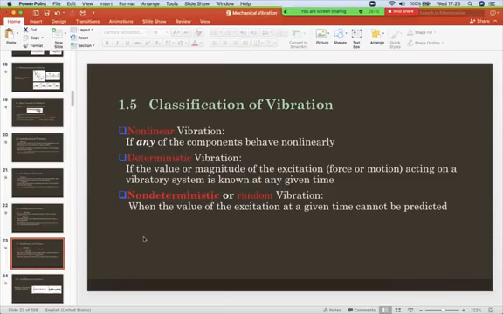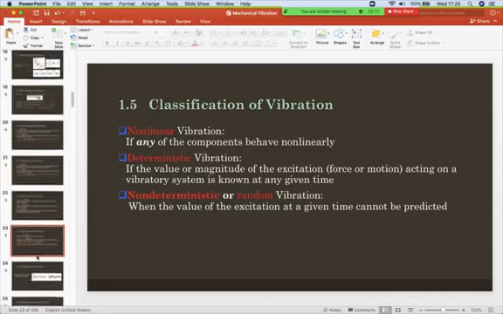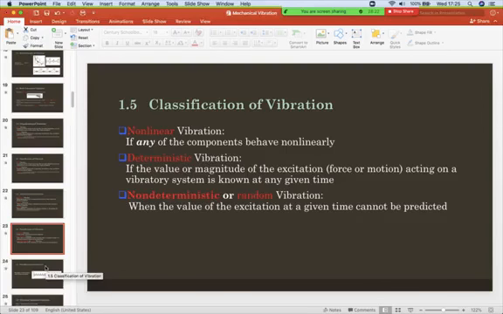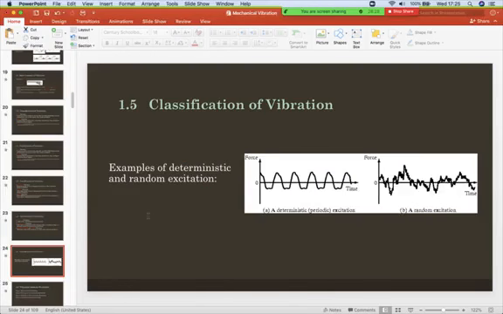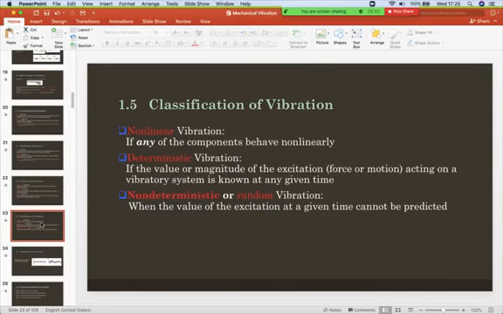There is also what we call non-deterministic or random vibration, when the value of excitation at a given time cannot be predicted. That's why we need suitable, precise equipment or tools or devices to determine random vibration. This is an example of a graph of deterministic, periodic excitation, and random. If deterministic, you have the same path, up and down, but when you compare it to the random, you cannot trace it. You cannot determine the path because it's unusual or unexpected. So again, the keyword is cannot be predicted.